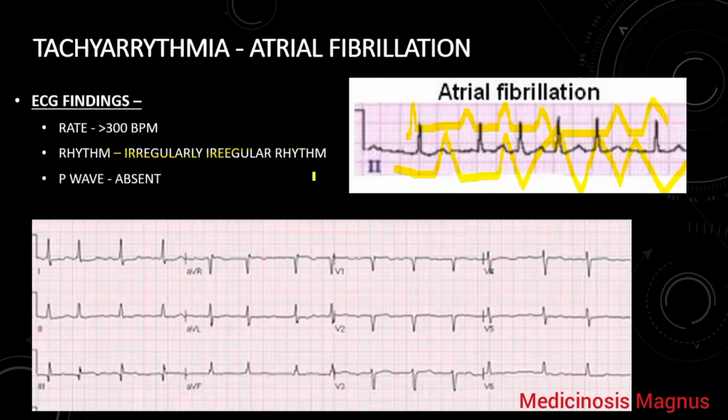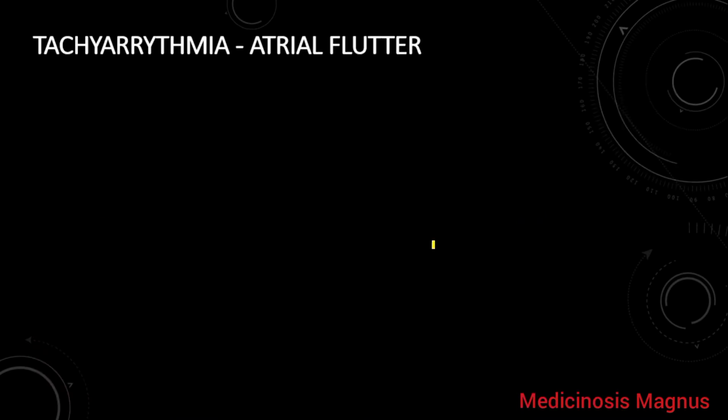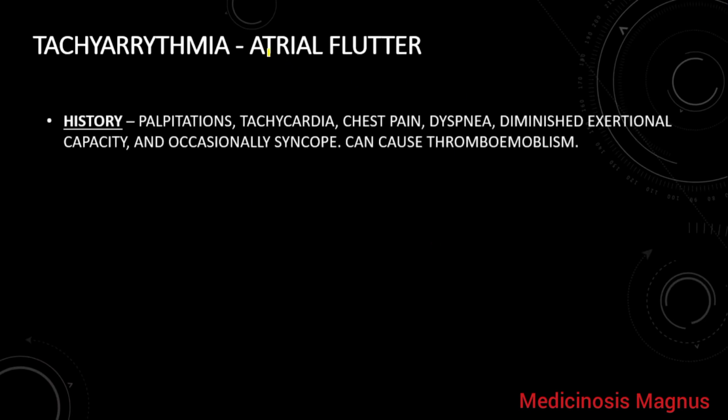And the P waves are absent here, as you can see. And the QRS is narrow. Most of the supraventricular tachyarrhythmias would have narrow QRS. Next one is atrial flutter.